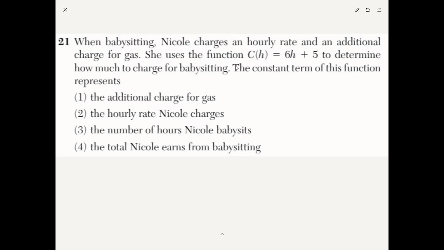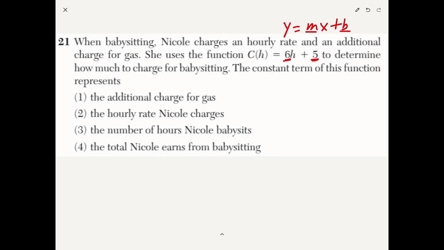Now, if we look at this function, it's just saying, what is this? That's the constant. This is the slope. This is the y-intercept. Remember, every linear function can be written in the slope-intercept form. The coefficient of the x is the slope. The constant is the y-intercept. So in this case, 6 is the slope, 5 is the y-intercept.